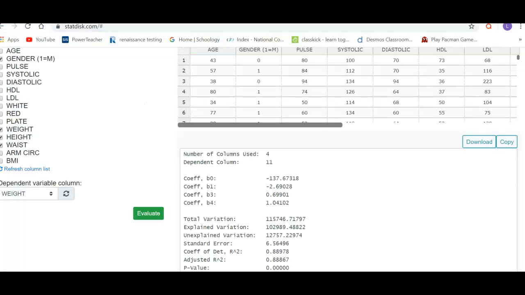All right, I hope you typed this in. We got a negative 137, so this is where we're starting at. We have a negative 2.69, which is going to go to the gender. We're going to have a 0.699, which is going to go toward your height, and a 1.04, which is your waist.